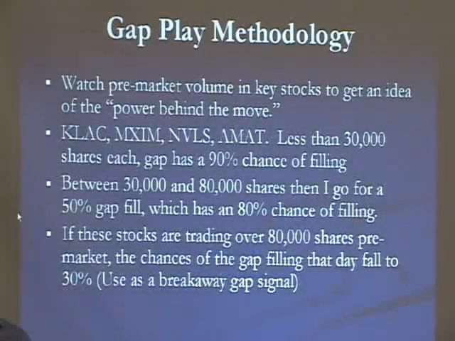All right, so part of the question is how do you tell, I was talking about 75 to 80% of the time the gap's going to fill. So how do you tell the 25% of the time when it's not going to fill? A large part of what I look at is just pre-market volume. You can look at pre-market volume in the actual futures contracts. I particularly like to look at pre-market volume in these 4 stocks, even though they're not part of the Dow: KLAC, Maxim Integrated Circuits (MXIM), Novellus, and Applied Materials.